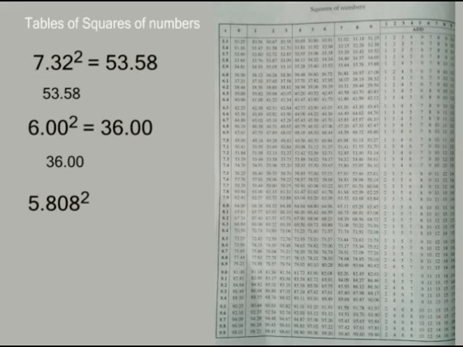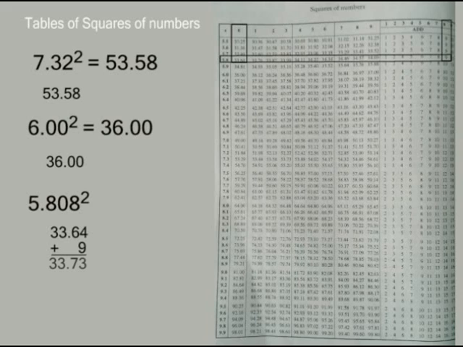Finally, 5.808 squared. First decimal place, 5.8 is here. Column of 0 will coincide with the row here, so we have 33.64. We then move to the add column and locate 8. They coincide here and we have 9. We add that and we get 33.73. So the square of 5.808 is 33.73.